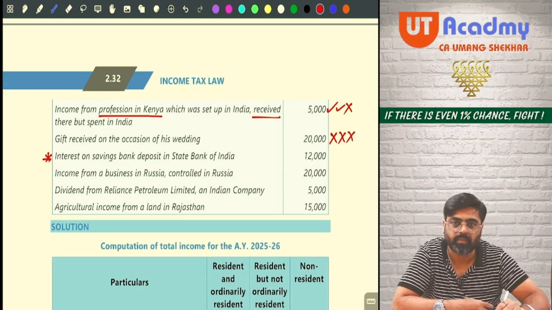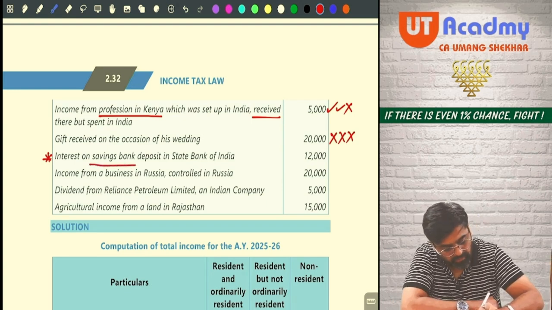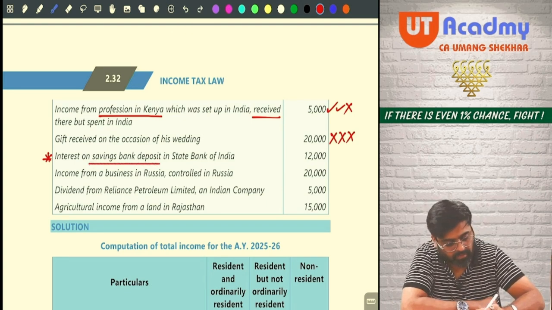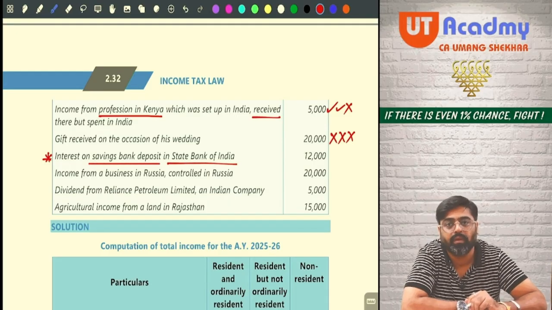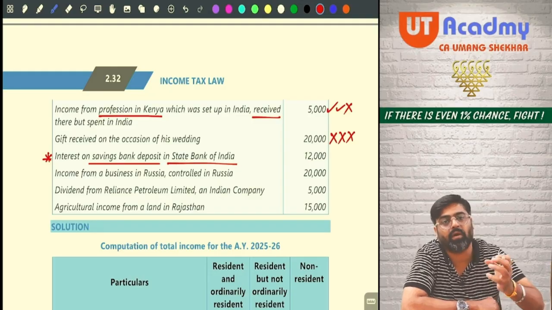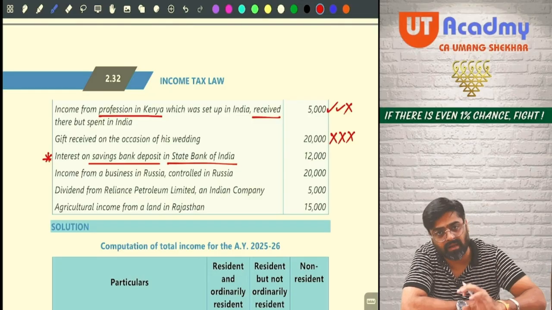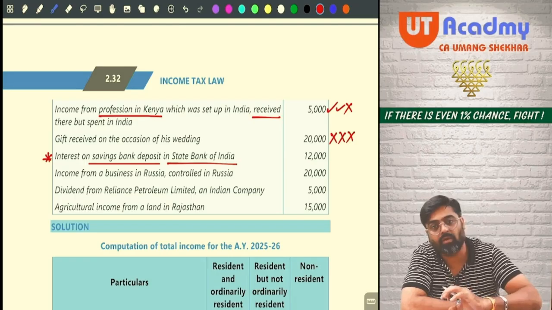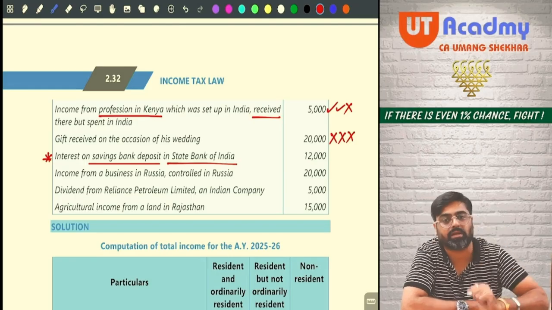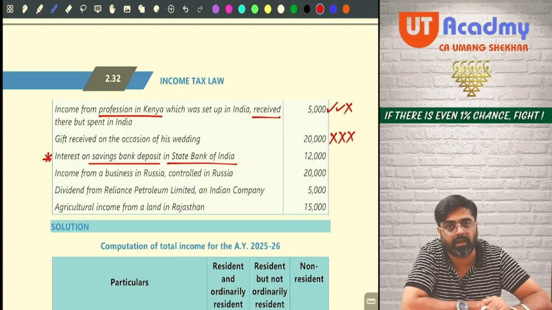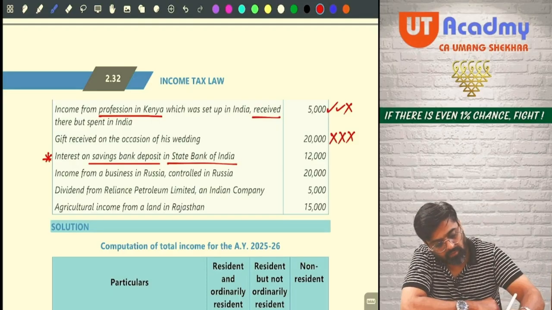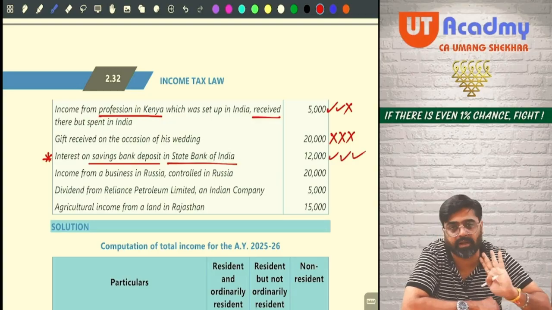Interest on saving bank deposit. Where is the saving bank deposit? The deposit is in State Bank of India. State Bank of India is an Indian bank, no? So in any Indian bank, if you are having a savings account and in that savings account, whatever money you have put, you are getting interest. Can I say that interest is accruing from India? Is it your Indian income? Yes. So first of all, what we will do, tick, tick, tick. This is your Indian income.